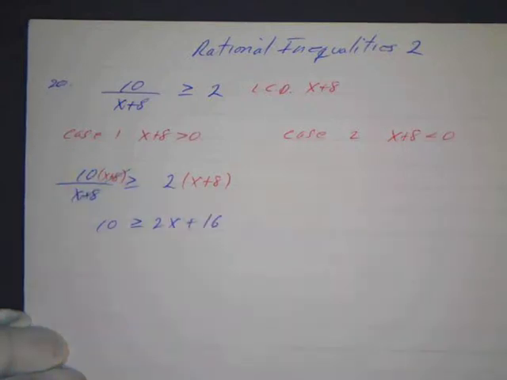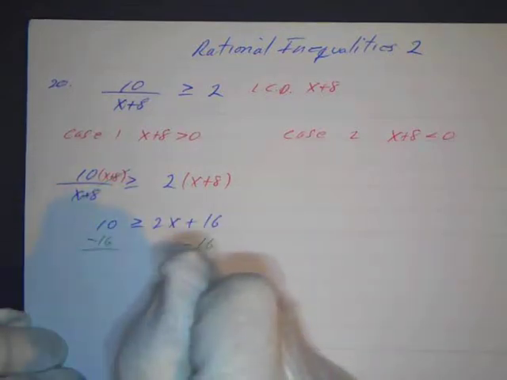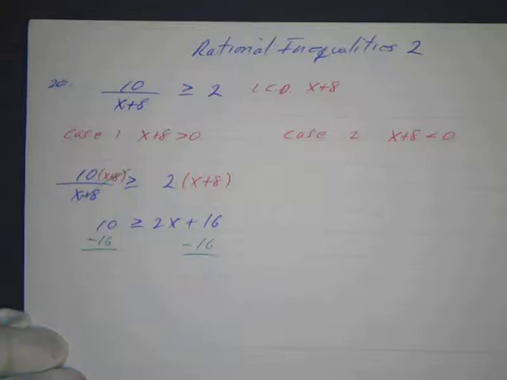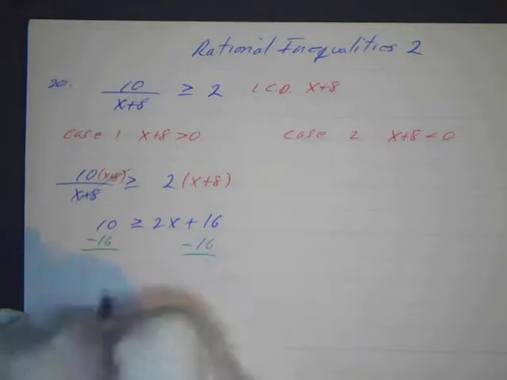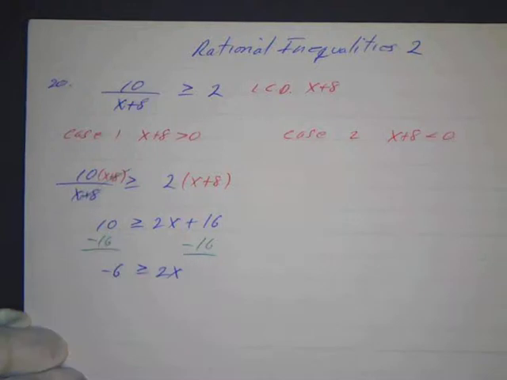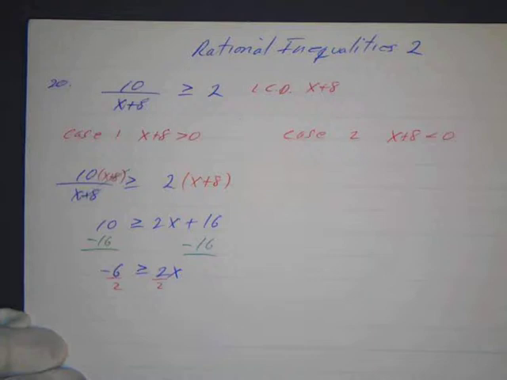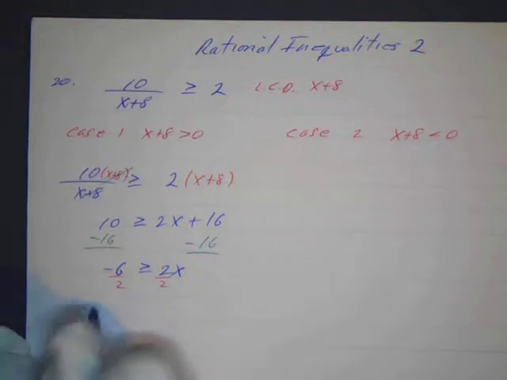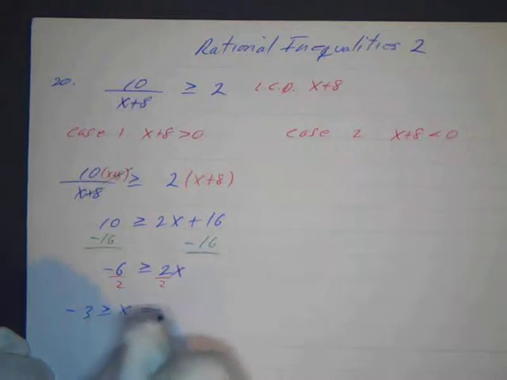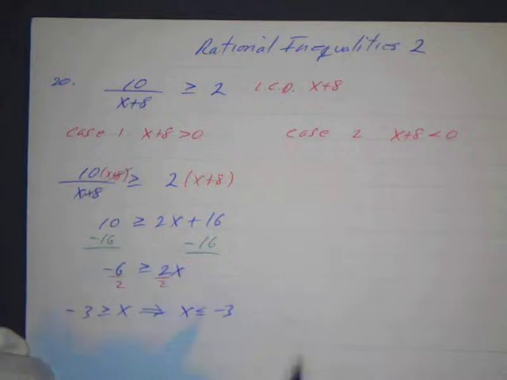plus 16. And then if I subtract 16 from both sides, it won't change the direction of the inequality. It's just when you multiply or divide by a negative number. So I have negative 6 is greater than or equal to 2x. Then I can divide both sides by a positive 2. That's okay. So that gives me that negative 3 is greater than or equal to x, which actually implies that x is less than or equal to negative 3.